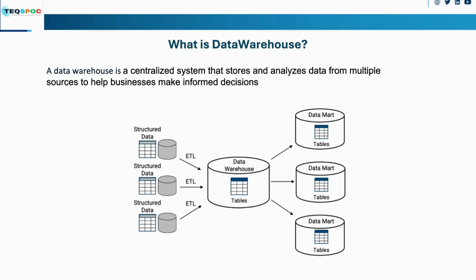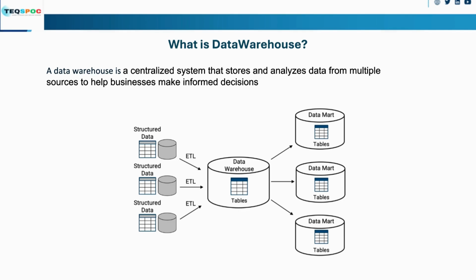Now coming to the data warehouse, it's a centralized system that stores and analyzes data from multiple sources to help business make informed decisions. Now, if I look at the last phrase, to help business make informed decisions, that's where the essence of a data warehouse lies. So obviously in a data warehouse, when we put any sort of data over there, it needs to have a schema. It needs to have a format or a predefined structure.